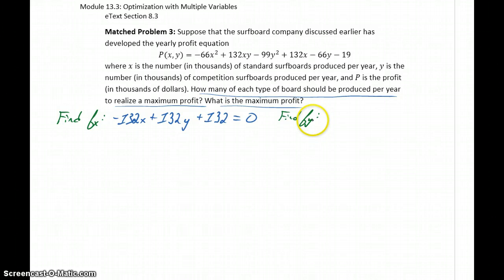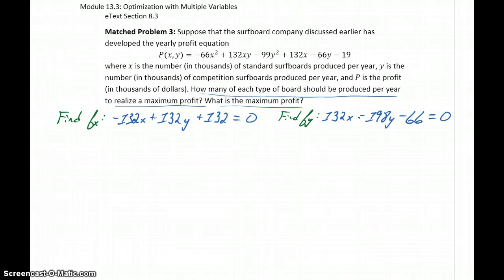So f, or I guess we should be using capital P here, profit function. But our given function differentiated with respect to Y is going to be 132X minus 198Y minus 66 equal to 0. So now we have two equations, each with two variables, so we need to do something to solve this system.